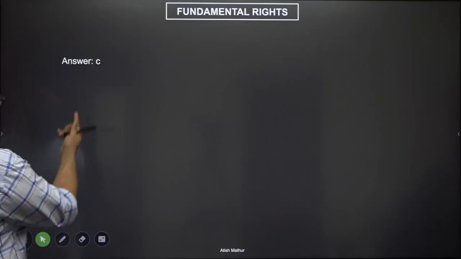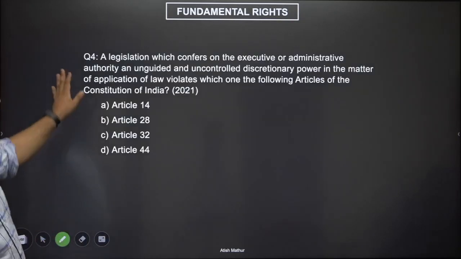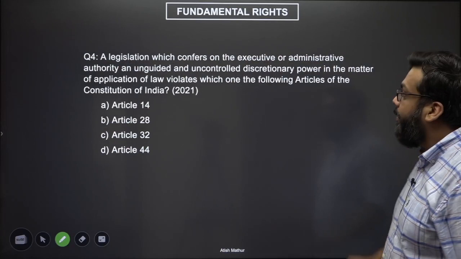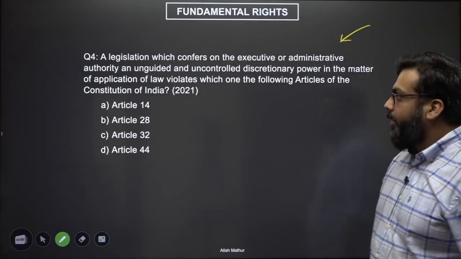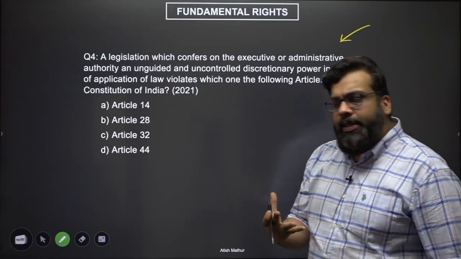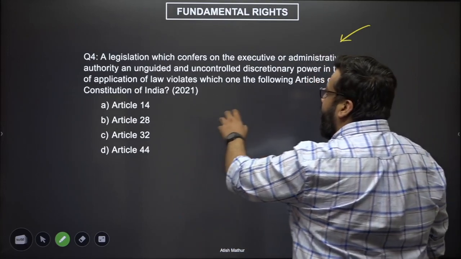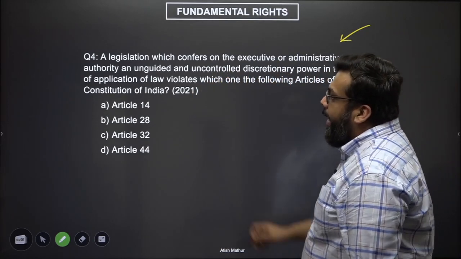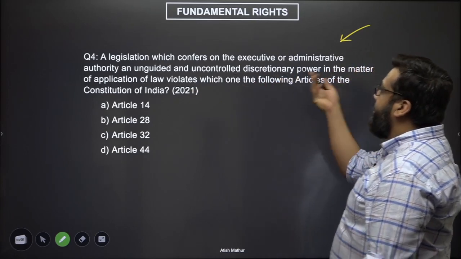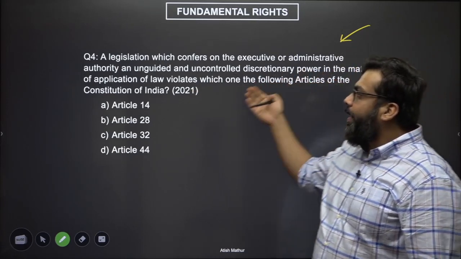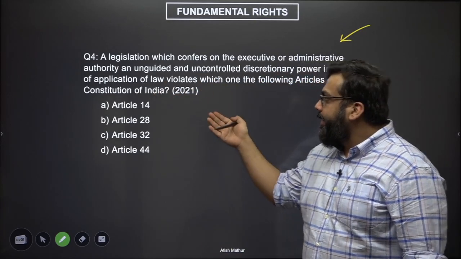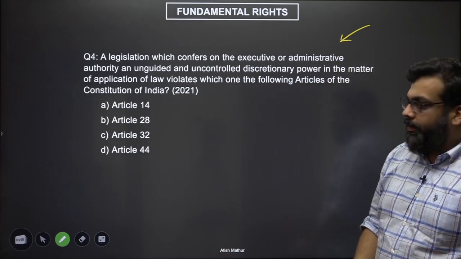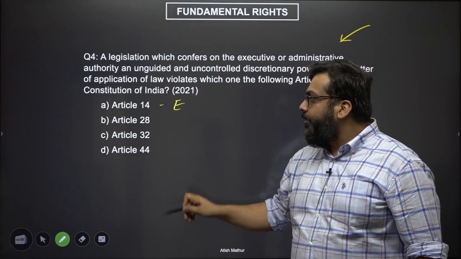Now, there you go. This again, a question which confused a fair bit, but this was an easy question. Here we are going to apply the simplification technique. A legislation, this is a rather poetic question. A legislation which confers on the executive or the administrative authority an unguided and uncontrolled discretionary power in the matter of application of law violates which one of the following articles of the Constitution? Seems tough. Article 14, which is equality before law.